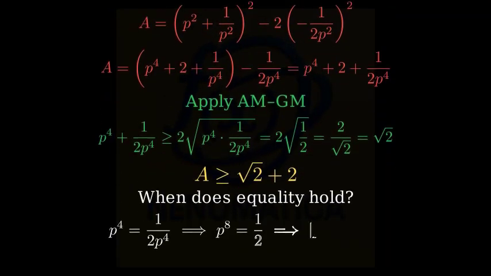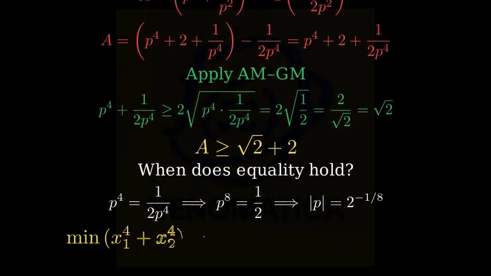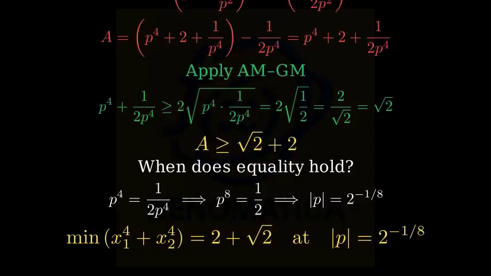AM-GM holds when the two positive terms are equal, so p to the fourth equals 1 over 2p to the fourth. That gives p to the eighth equals 1/2. Hence, any real p with absolute value equal to 2 to the negative 1/8 makes the minimum occur. So the minimum value of x1 to the fourth plus x2 to the fourth is 2 plus square root 2, achieved when the absolute value of p equals 2 to the negative 1/8.